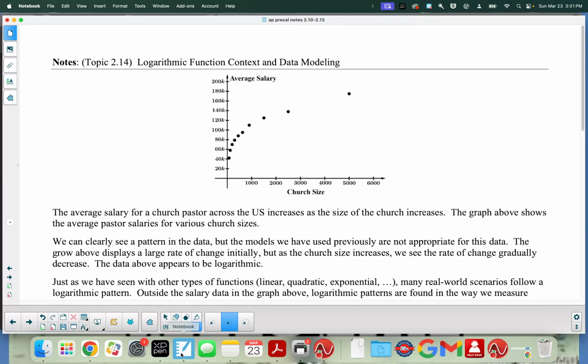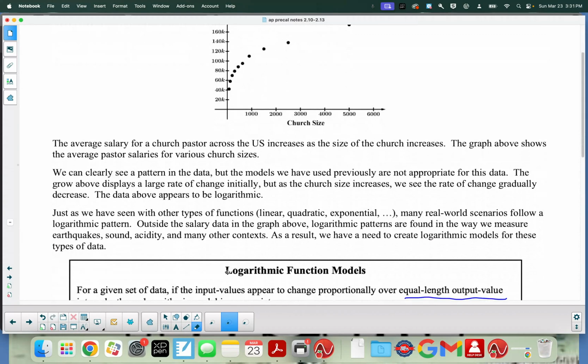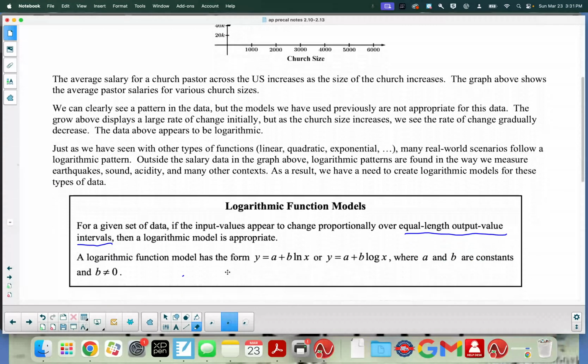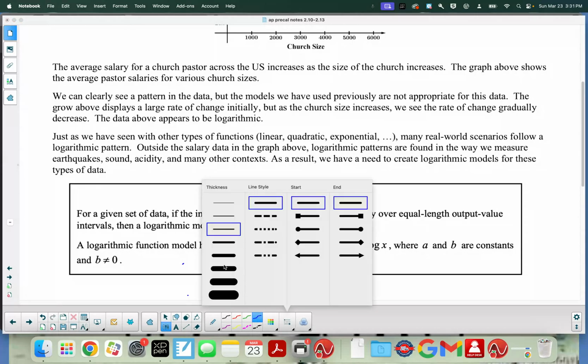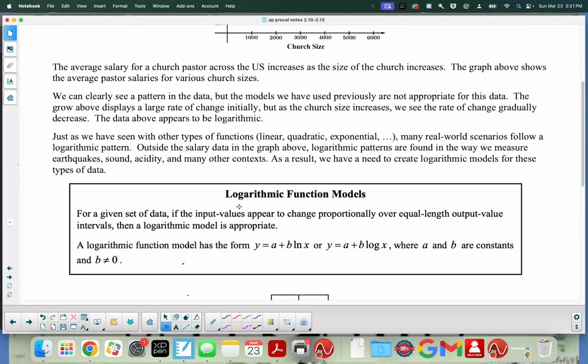Okay, so the big thing I want you to take away from this is the description you're going to be using if you are trying to justify that something is logarithmic. The wording is going to have to be: the input values are proportional or multiplicative over equal length output value intervals.